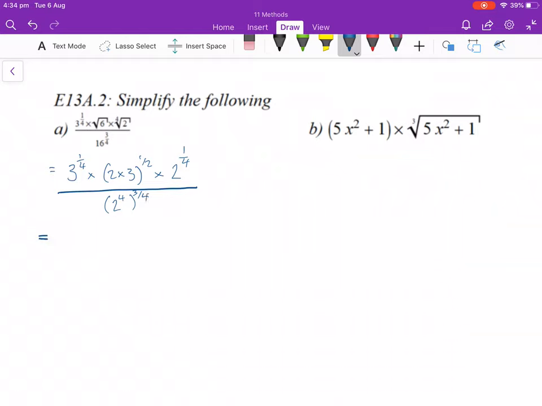Okay, so what can we cancel out here? 4 and 4. So our bases in the numerator here, 3 to the power of 1/4 plus 1/2, 3 to the power of 3/4, and then 2 to the power of 1/2 plus 1/4, 2 to the power of 3/4. All of this is over 2 to the power of 3.